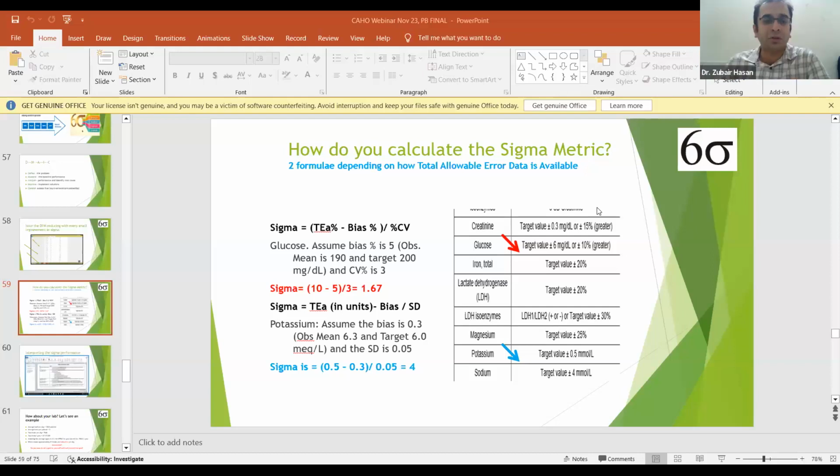Okay. Next question: can we use total allowable error for machine verification, as bias is very tight? See, total allowable error is a combination of precision and bias. In method verification also, we have got two components. Precision study itself is done.